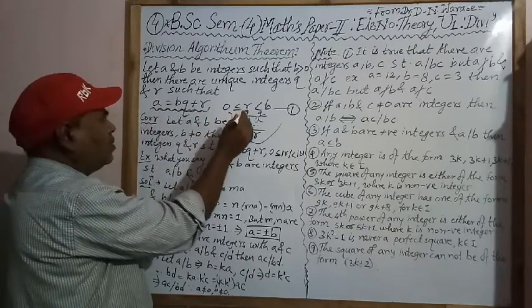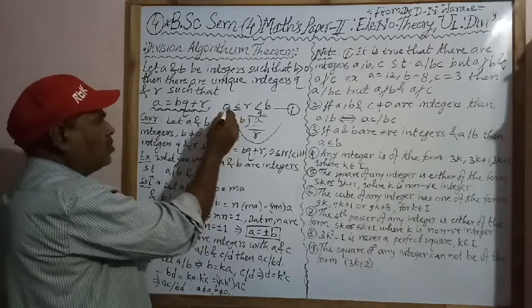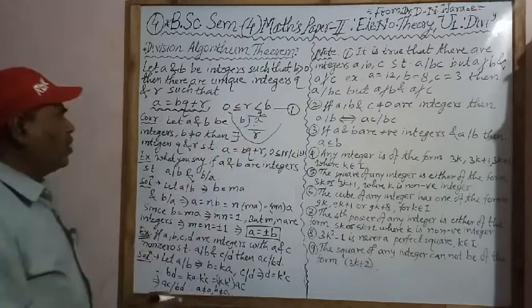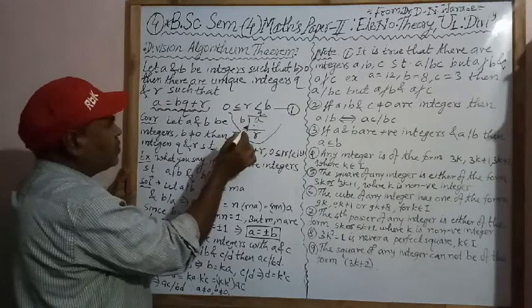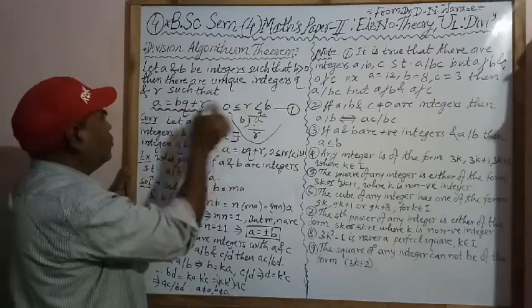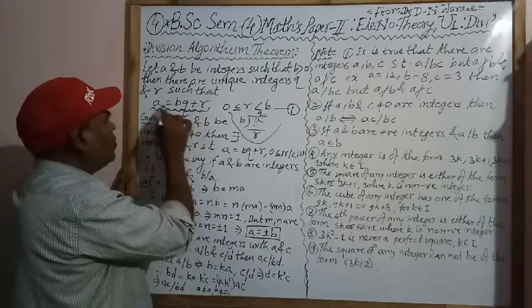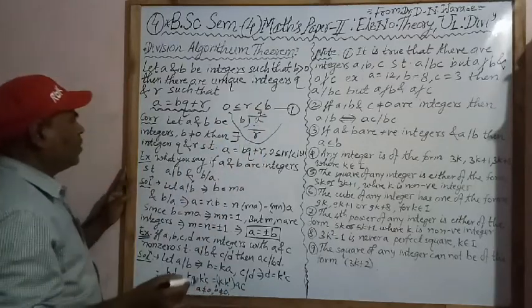Here r is the remainder, which lies between 0 and b, that is, r is greater than or equal to 0 and less than b. Now here a is divided by b, we get the quotient q and remainder r. This is the division algorithm theorem: a equals bq plus r means a is divided by b, we get the quotient q and remainder r.